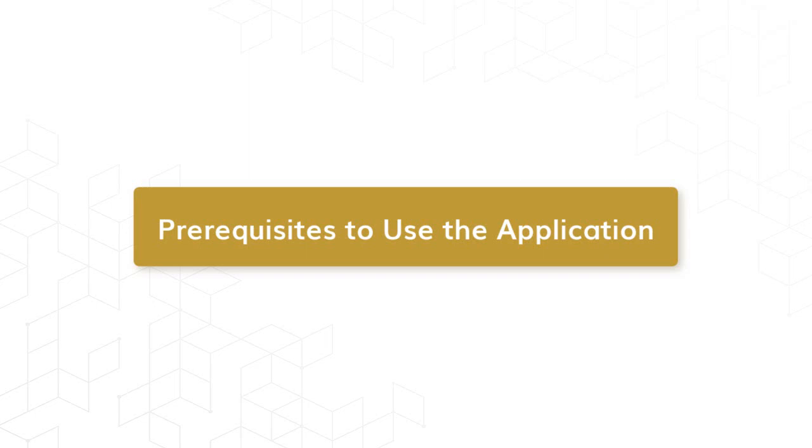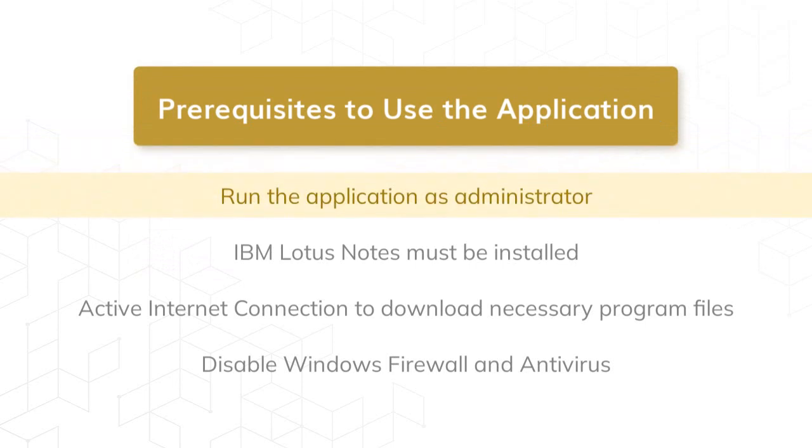There are some prerequisites that you need to fulfill for using the application effectively. Let us see what they are. You need to run the application with administrator access. Installation of the IBM Lotus Notes email client in your system is mandatory. You must have an active internet connection because the application downloads some additional files. Turn the Windows Defender and antiviruses off. It allows the application to run without hindrance.